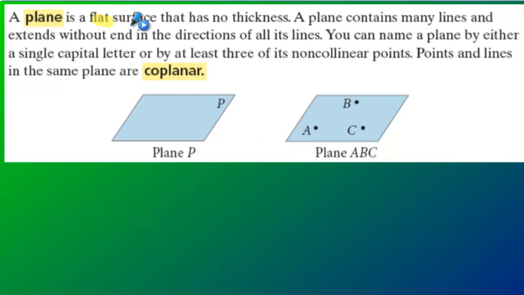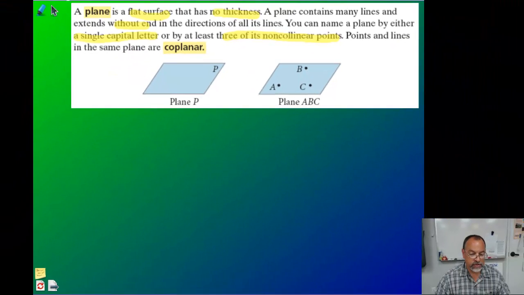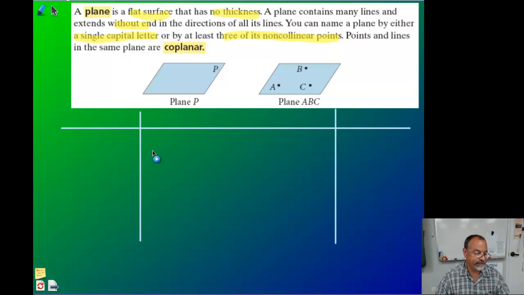A plane is a flat surface. It has no thickness. The plane contains many lines and extends without end in directions of all of its lines. Okay, so it goes on without end. You name a plane, again, this is very important to know how to name these figures. Name a plane by using either, so we have options, a single capital letter or by at least 3 of its non-collinear points. Points and lines in the same plane are called coplanar. So some information here that's very important.